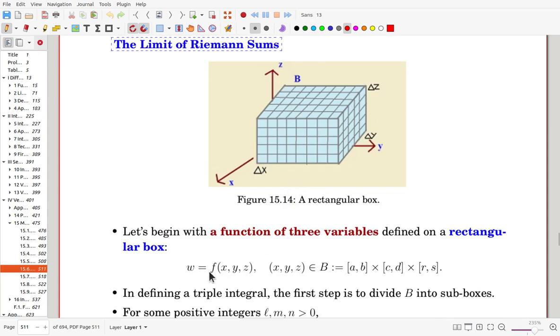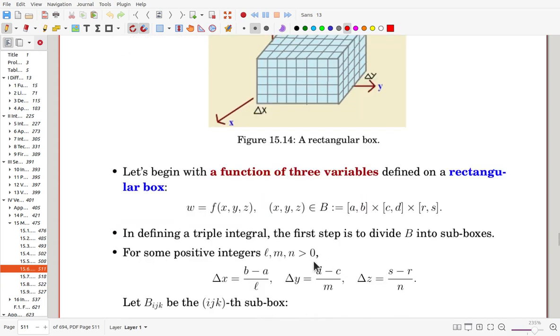W is f of x, y, z, and the point x, y, z is in the box. In the x direction, a to b. In the y direction, c to d. In the z direction, r to s. To define a triple integral, we first divide the box into sub-boxes.